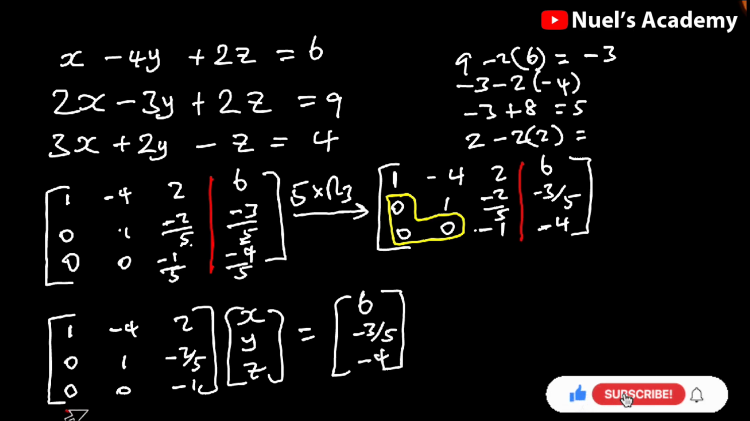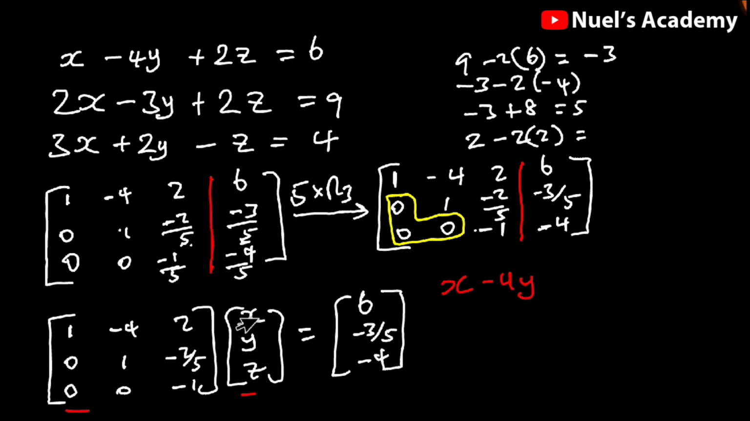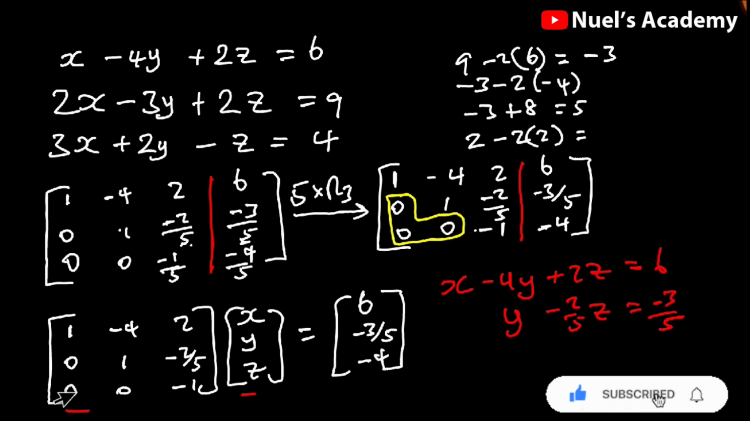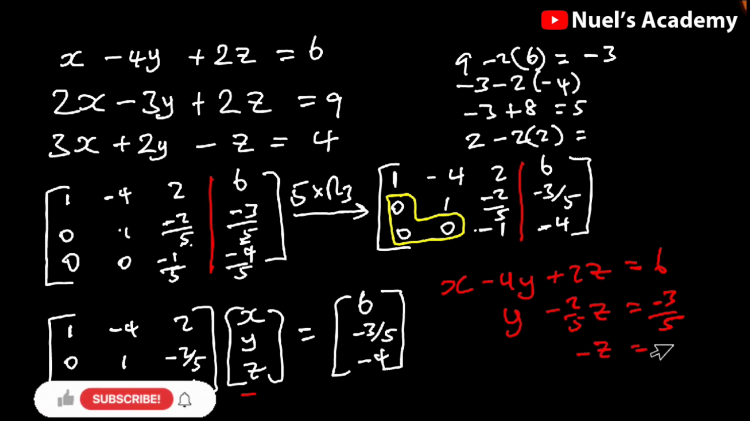Now let's multiply this matrix and this column matrix. So 1 times x is equals to x, then minus 4 times y will be minus 4y, 2 times z will be plus 2z, then equal to 6. Now for the second row, we have 0 times x will be 0, 1 times y is equals to y, then minus 2 over 5 times z is equals to minus 2 over 5 z, then equals to minus 3 over 5. For the last row, we have 0 times x is 0, 0 times y is 0, minus 1 times z is equals to minus z, and this is equals to negative 4.